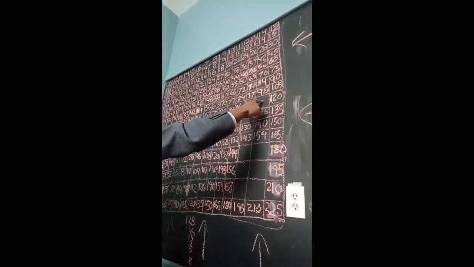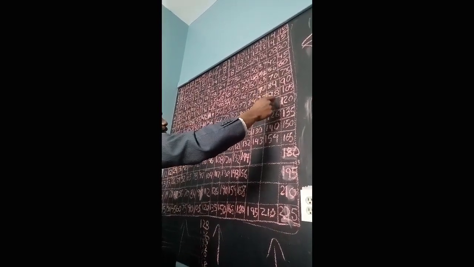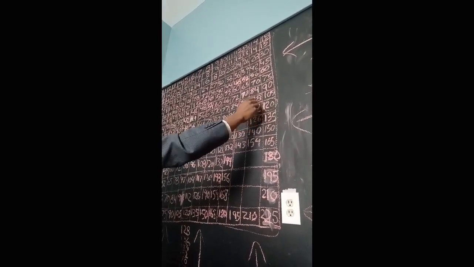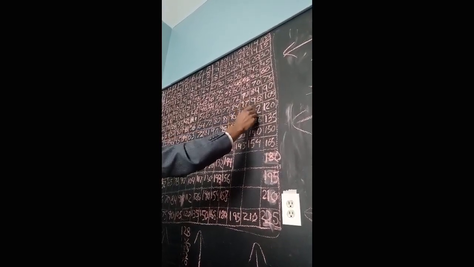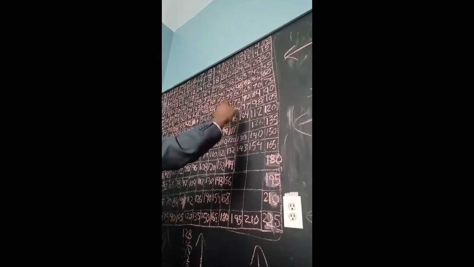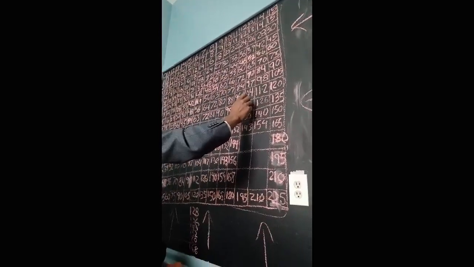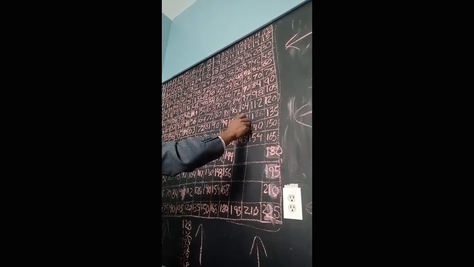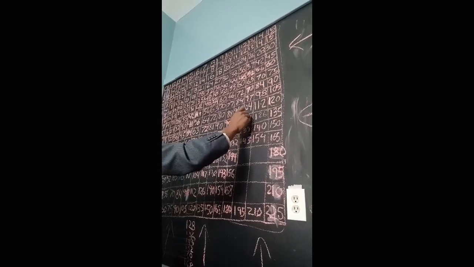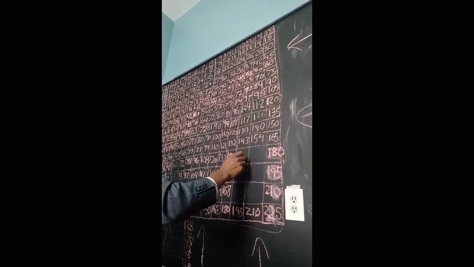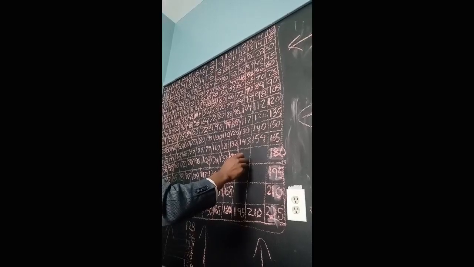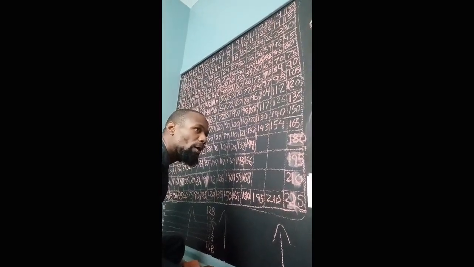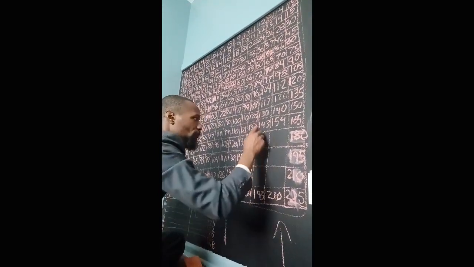What's this? 14 times 8. 4 times 8 is 32. Carry the 3. 1 times 8 is 8 plus 3 equals 11. 13 times 9 equals 3 times 9 is 27. Carry the 2. 1 times 9 is 9 plus the 2 is 11. And we have 13 times 12. 13 times 12 is 144 plus 13 plus 12 is 156.